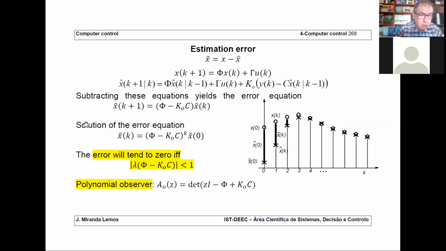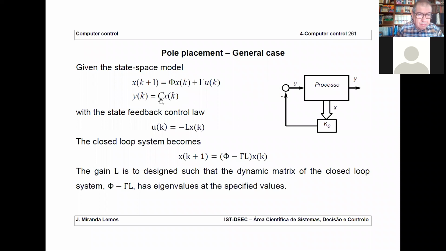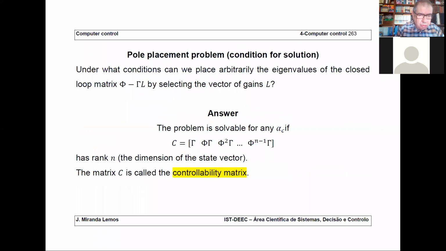And the solution of this error equation is nothing more than starting with the initial error and going on multiplying by phi minus k0c, okay? Where c is the output equation. So c is this function. C is the matrix that appears in this output equation, so y is c xk. Don't get confused with the controllability matrix, which is another story.